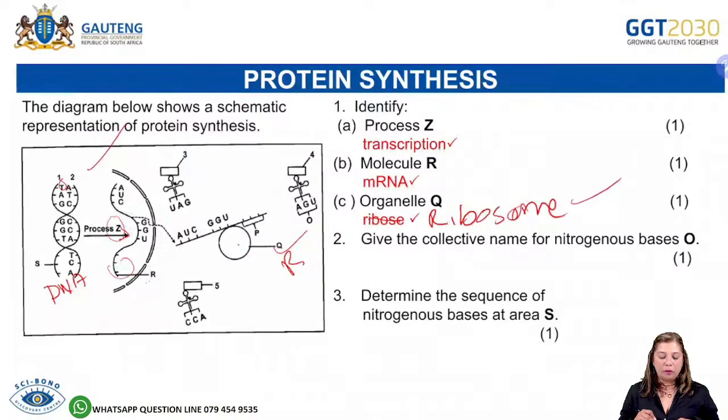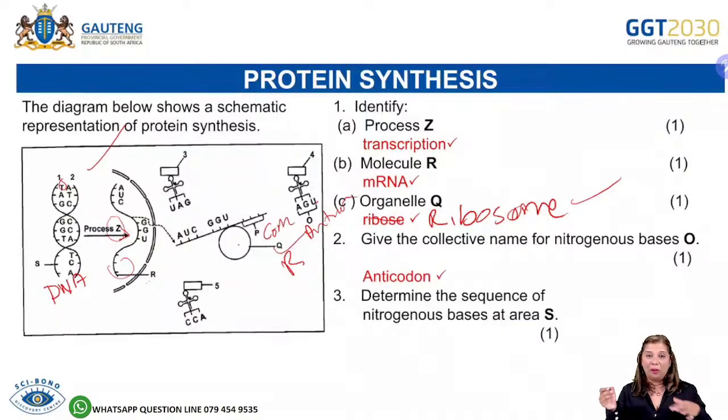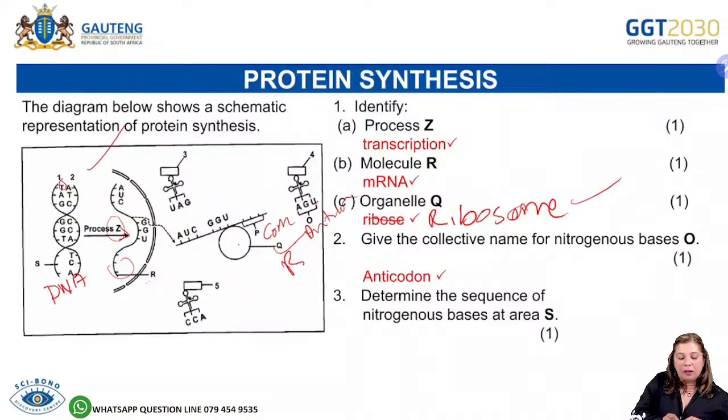Give the collective name for nitrogenous bases at O. We know, remember we said A comes, so this one is going to be the codon. So A comes on top, so it will be the anticodon. Are you with me? I hope you are following, because this is all work we've done in that main diagram. Determine the sequence of the nitrogenous bases at the area S. Where's the area S? Now look at this area S. So they want you to tell them what is the complement of T, what is the complement of C, what is the complement of A.